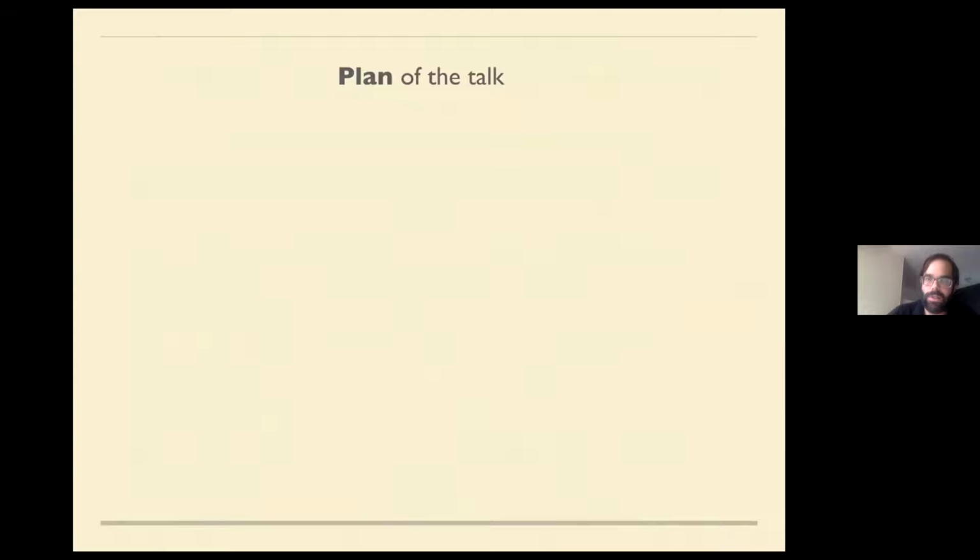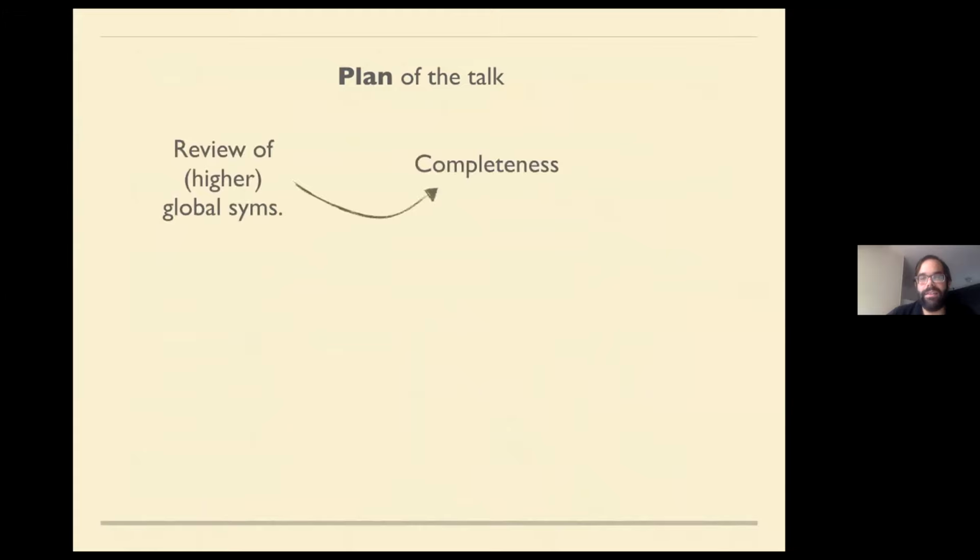So the talk is about the relationship between the completeness hypothesis and the absence of global symmetries. I will start with a review of what higher form global symmetries are. Then I'll discuss what the completeness of the spectrum is and discuss the relation that these two have in a simple example. And then we'll move to studying the relation between these two things in a particularly interesting example, that of O2 gauge theory, where there's a nice interplay between them.